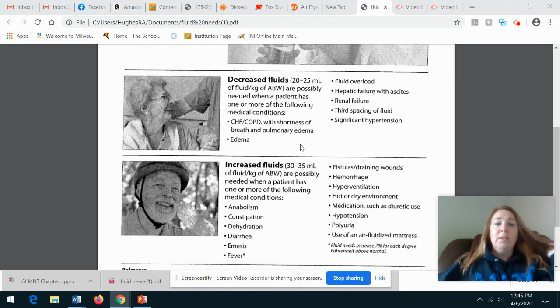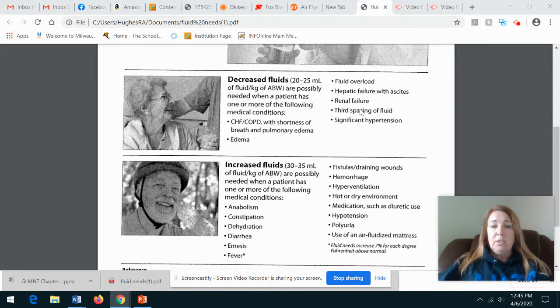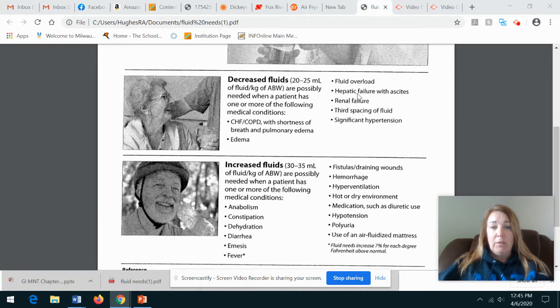Okay. Now, we said that they had renal failure, so they're going to fall here on this decreased fluids recommendation. So we're going to take that 96.4 kilograms and multiply that by 20, the low end of this decreased fluids, and we get 1,930 milliliters of fluid. If you want to, you can divide that by 240 to get the cups of fluid. So we have our fluid recommendation for this person with CRF.